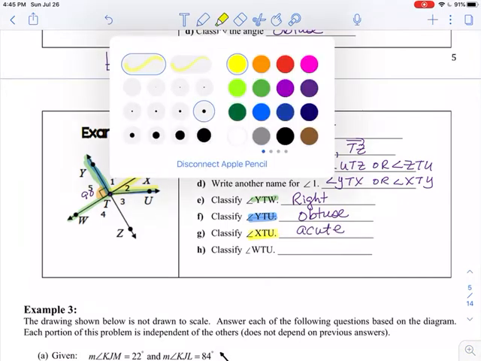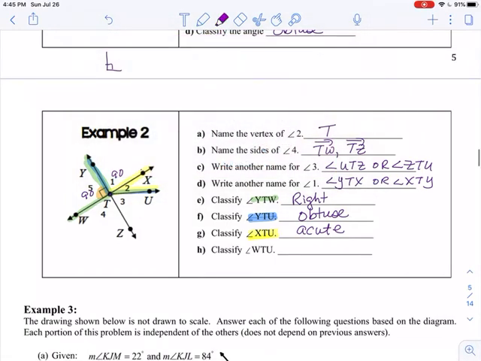My last one, angle WTU. Where's my W? WTU, and I'm talking about this angle in here. It is obviously more than 90 because I know that this right here is 90. How do I know that? This was 90 because of the symbol, but this is a straight line right here. So together, these 2 angles, angle 4 and angle 5, have to add up to 180. So WTU is more than 90 degrees. It is an obtuse angle.